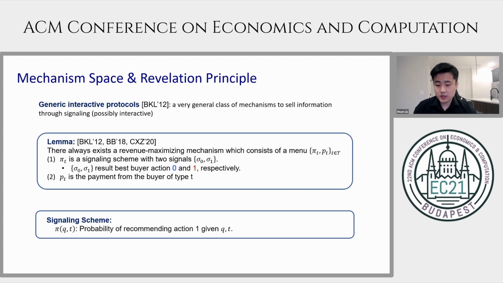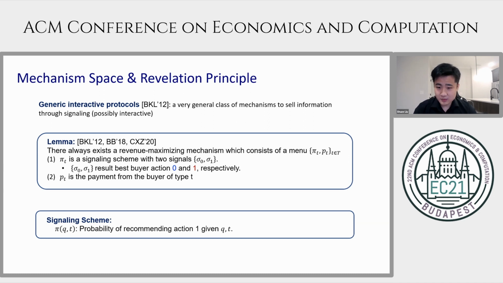When talking about the optimal mechanism, a natural question is which space we are considering. In this paper, we are considering the space of so-called generic interactive protocols proposed by Babaioff et al. in 2012, which is a very general class of mechanisms to sell information through signaling, and those mechanisms can possibly be interactive. Also, based on previous work, there always exists a revenue-maximizing mechanism which consists of menu pi_t and p_t. In our paper, pi_t is a signaling scheme with two signals, sigma 0 and sigma 1, which result in best buyer actions 0 and 1 respectively.